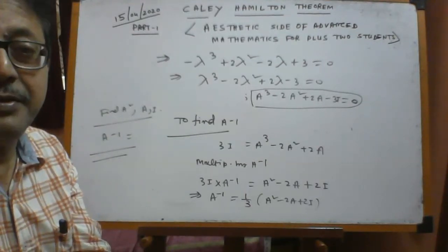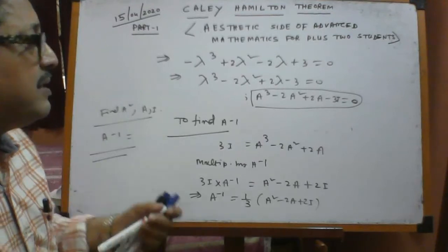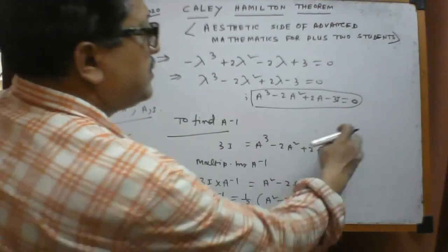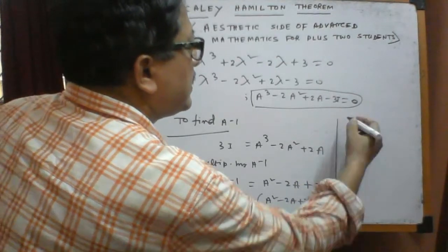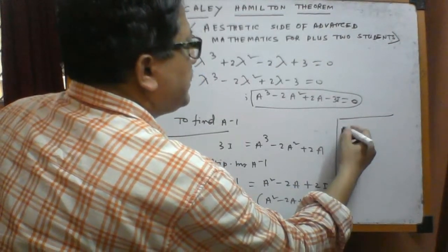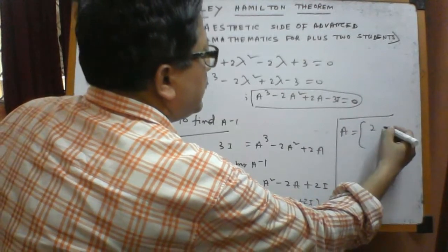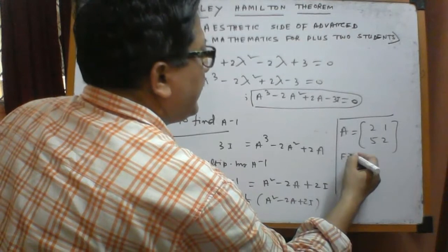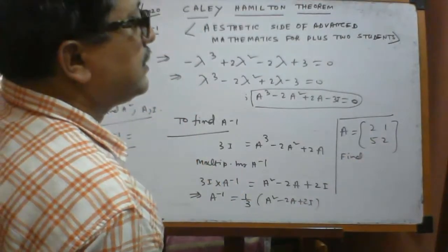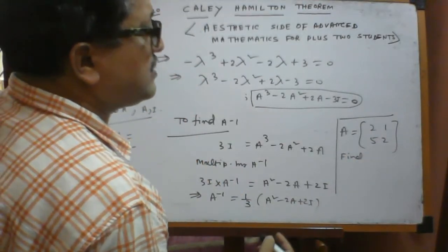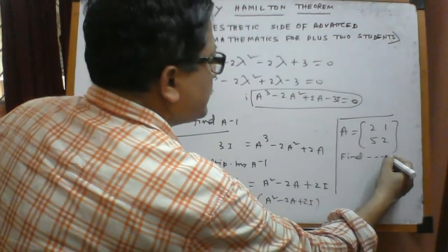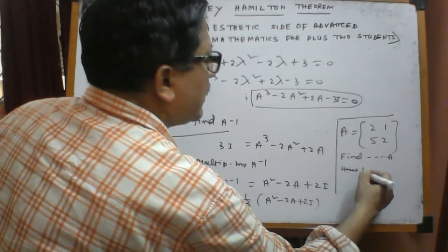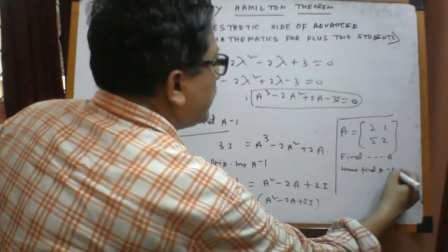I think you are going to practice some sums like this. I am just writing it here. Just write for practice. Let the matrix A be 2, 1, 5, 2. Find the quadratic polynomial satisfied by A. Hence find A inverse.